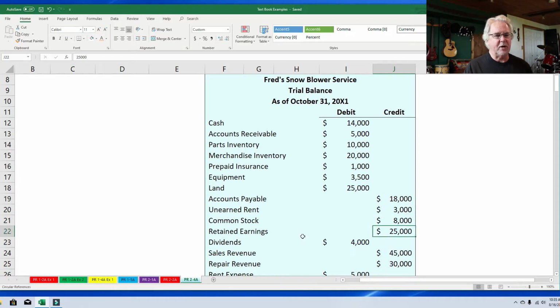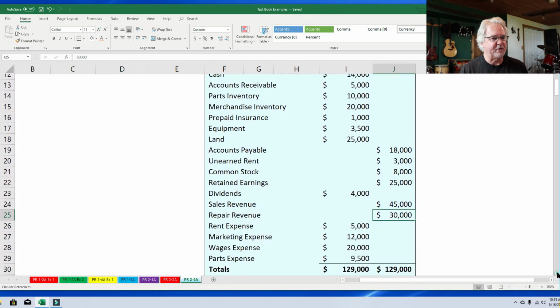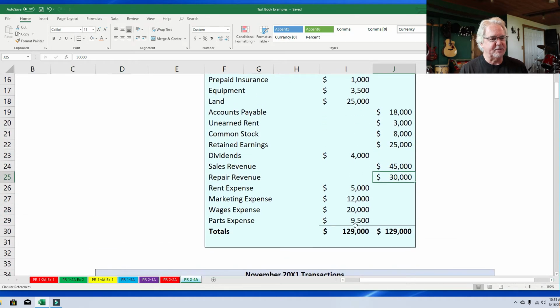Retained earnings, that's where the profits of the business go. That's profits minus any dividends. And he's had a lot of sales in October. Look at that. Sales revenue, repair revenue, and of course some expenses too. But an important thing is our trial balance for the month ending October 31st balances.